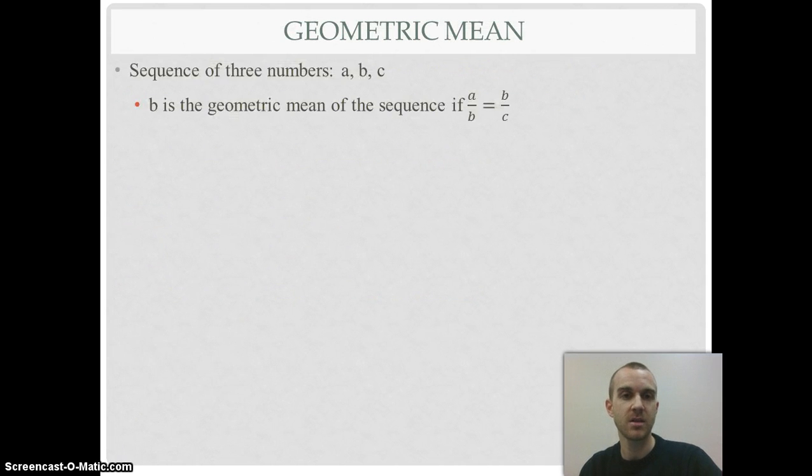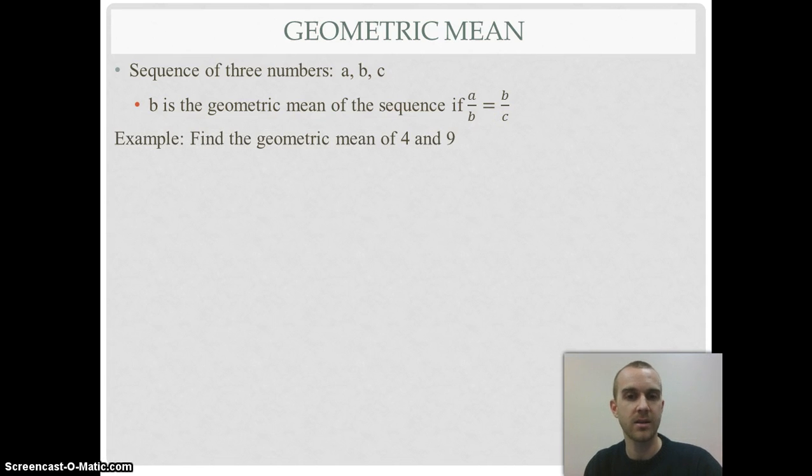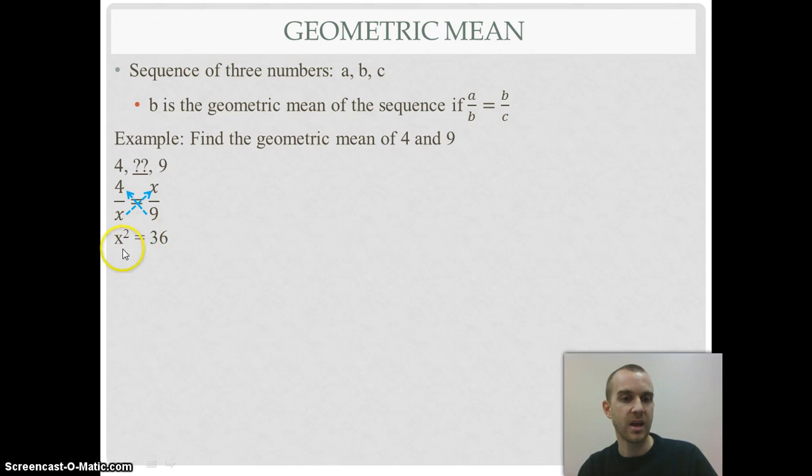Now the geometric mean. Say I have three numbers that are part of a geometric sequence, A, B, and C. What the geometric mean states is that if I create the ratios of A over B and B over C, so using that middle number twice, those two ratios need to be equal. So if I wanted to find the geometric mean of 4 and 9, I'd have 4, some value in between, and then 9. So I do 4 over x equals x over 9. That gives me x squared equals 36 because I cross multiply, so x would have to be 6.